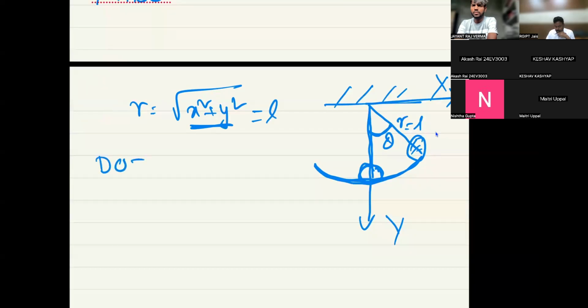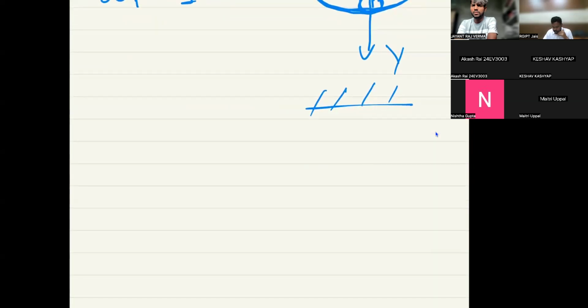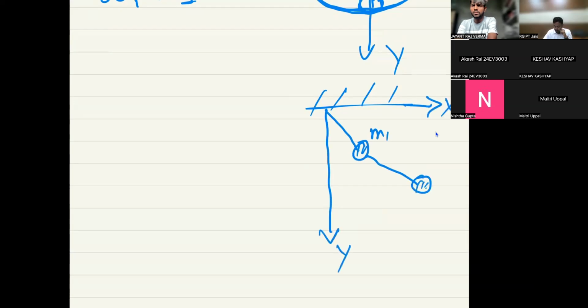DOF means degrees of freedom. So in this case of a simple pendulum, you have only 1 degree of freedom. Now let's say this is again a simple pendulum, but you have two masses. Let's say this is mass m1, and from mass m2 you have another pendulum, and this is the xy coordinate system. Then in this case, how many degrees of freedom do you have?